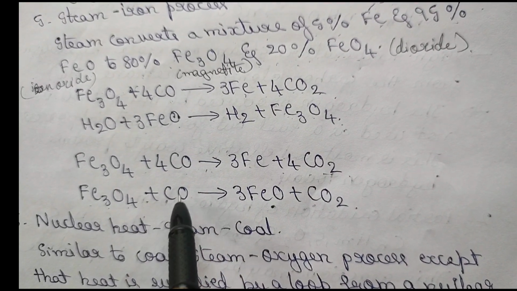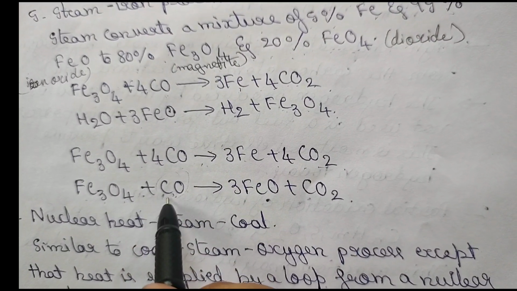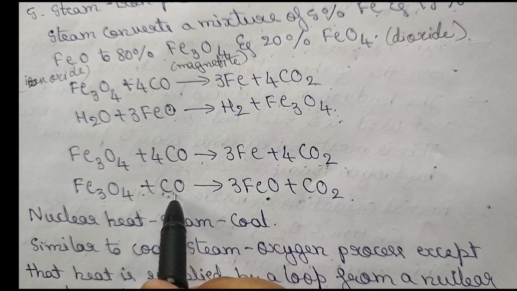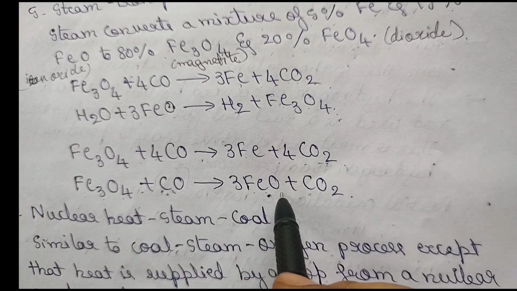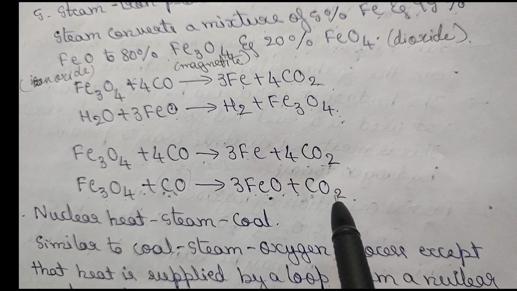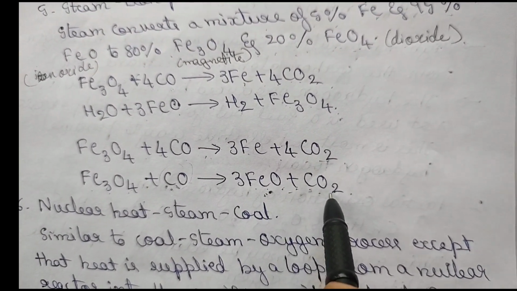Fe3O4 plus only carbon monoxide. Here only carbon monoxide, output we get 3FeO plus CO2. Here iron oxide plus carbon dioxide.